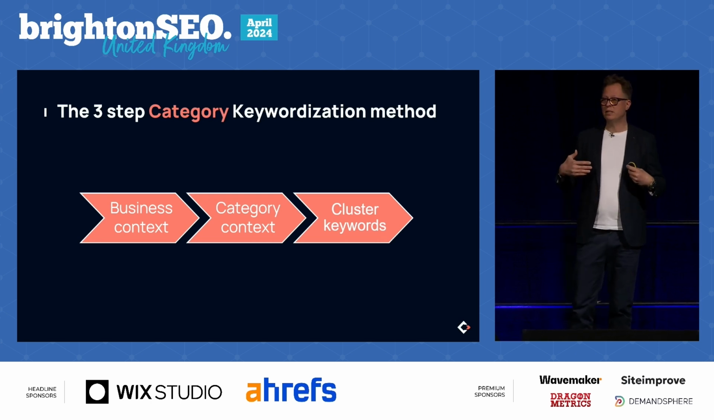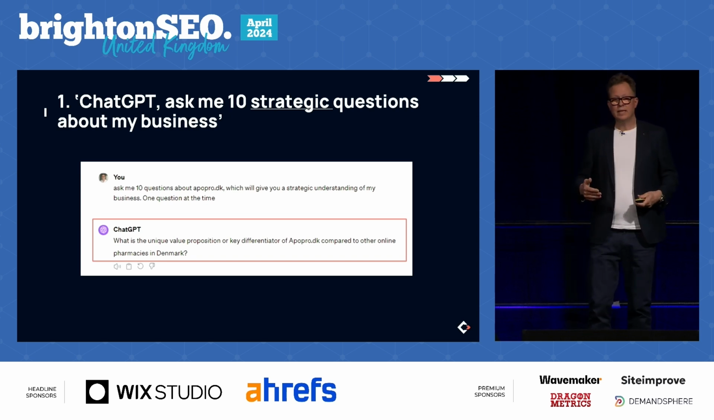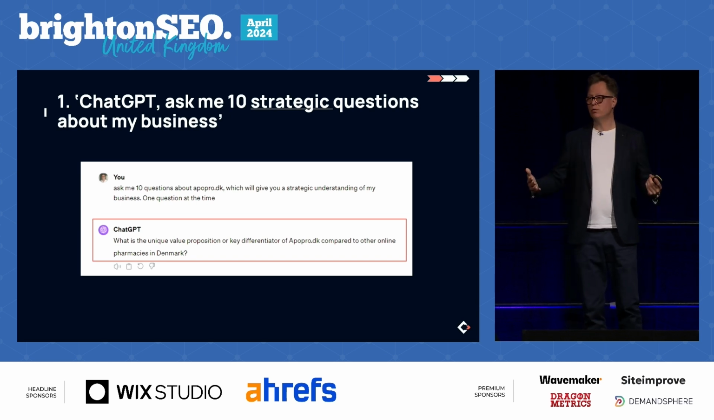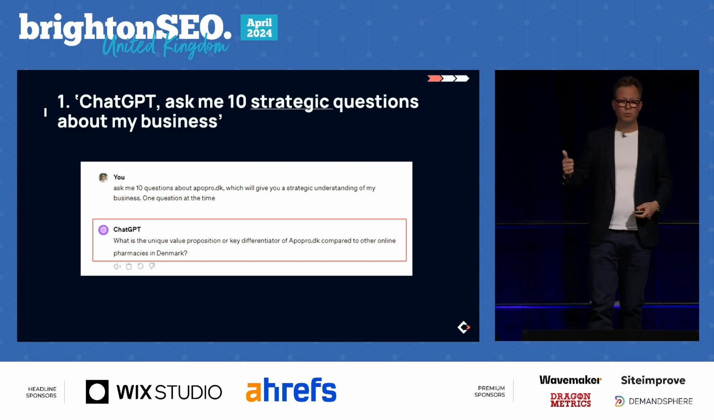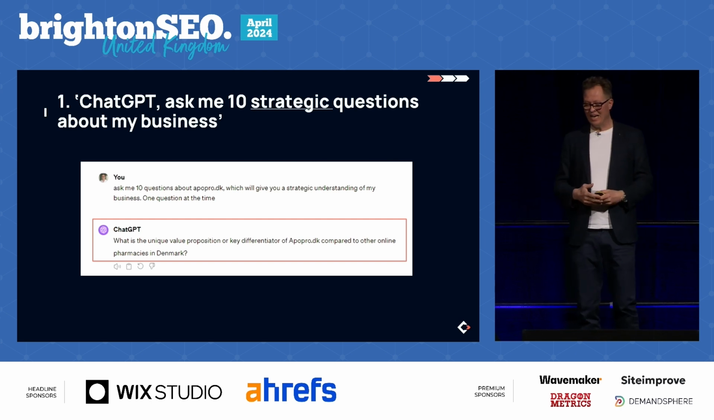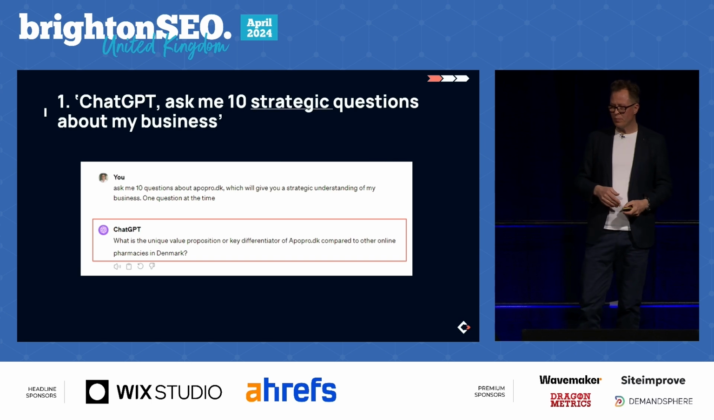Secondly, teach ChatGPT about the different categories, and in the end, only then you go in and cluster the keywords. So the first step is that I ask ChatGPT, "Ask me 10 strategic questions about my business." And look here, I've underlined "strategic," because otherwise we will just get some plain vanilla wiki questions. That's not what we want. We want ChatGPT to understand the positioning, the USP, the competitors, everything there is to know about the strategy.